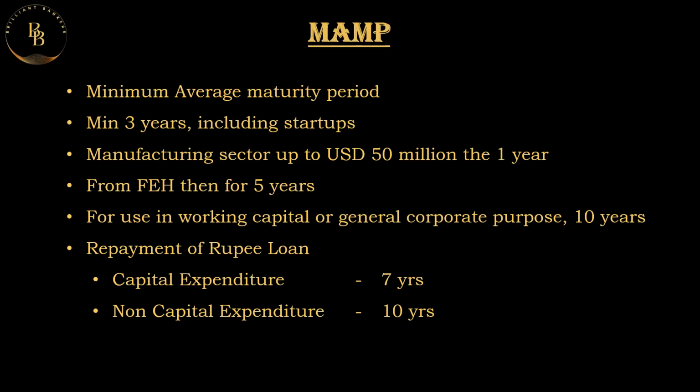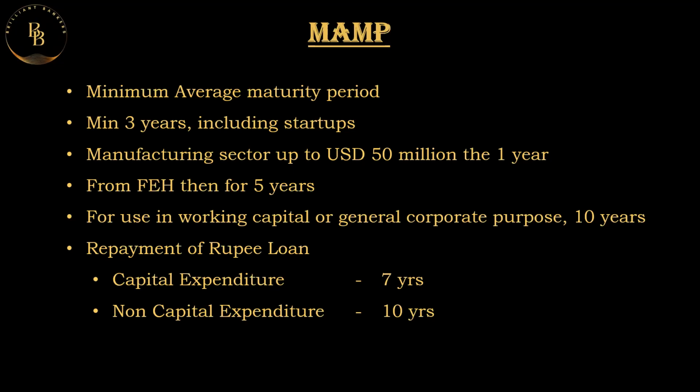What is a MAMP? The minimum average maturity period. In this financial story, it is important to set a timeline for repayment. In the case of ECB, as it is a loan or debt, there should be a timeline for repayment. So the RBI mandates a minimum average maturity period, which serves as a beacon guiding borrowers through the repayment process. This period ensures the borrowed funds are not of a short term nature and that businesses have ample time to utilize them effectively. So the minimum period is 3 years, including borrowings by a startup.